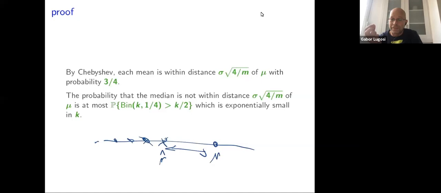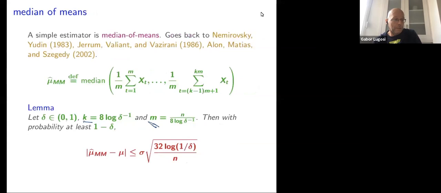So the probability that at least half of them are far is bounded by the probability that the binomial with parameters k, which is the number of blocks we have, and 1/4, which is the probability of error, is bigger than k halves. And remember, k is log 1 over delta. So this is exponentially small, and so this is just delta. That's the proof.